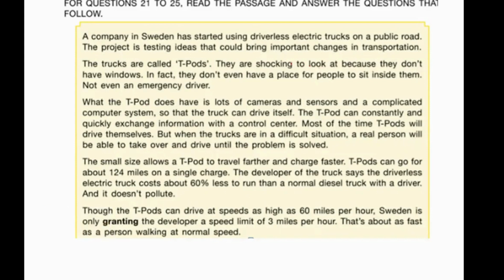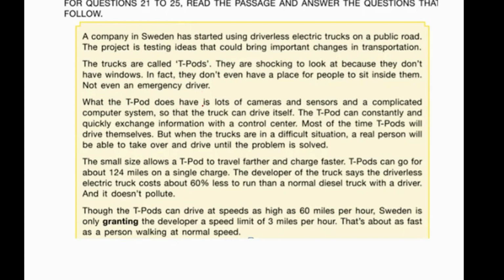Okay, so for questions 21 to 25, read the passage and answer the questions that follow. Okay, a company in Sweden has started using driverless electric trucks on a public road. The project is testing ideas that could bring important changes in transportation. The trucks are called teapots. They are shocking to look at because they don't have windows. In fact, they don't even have a place for people to sit inside them. Not even an emergency driver.